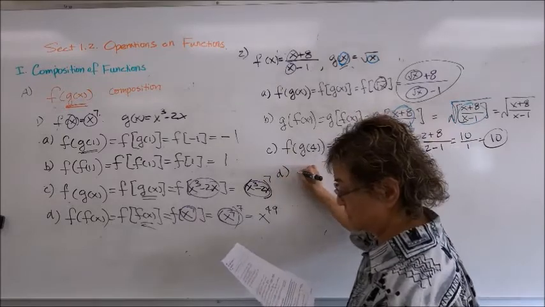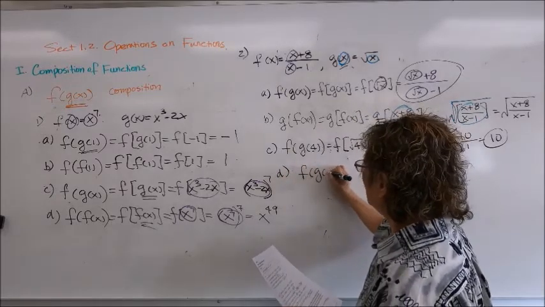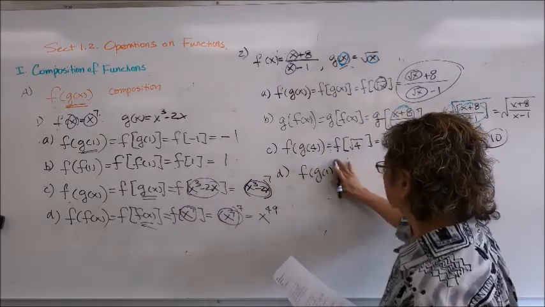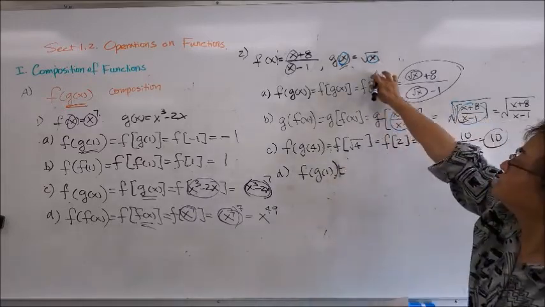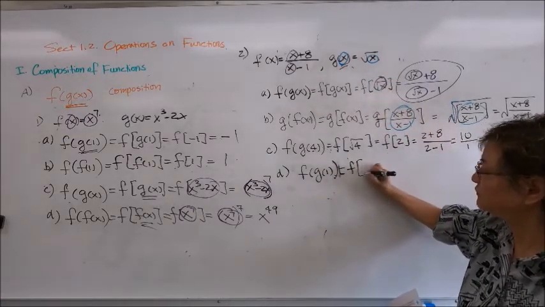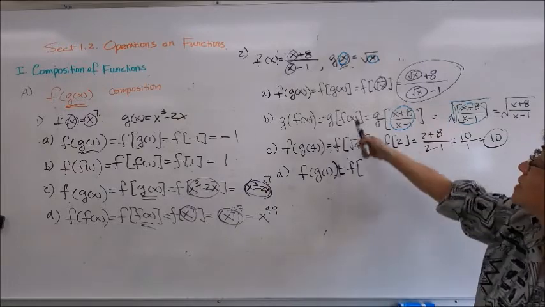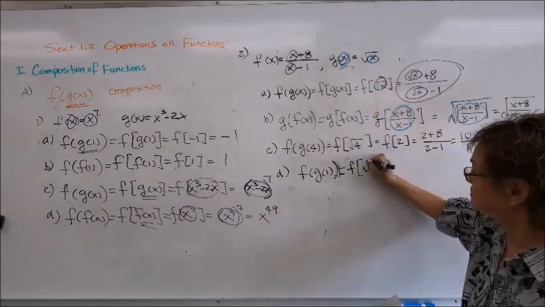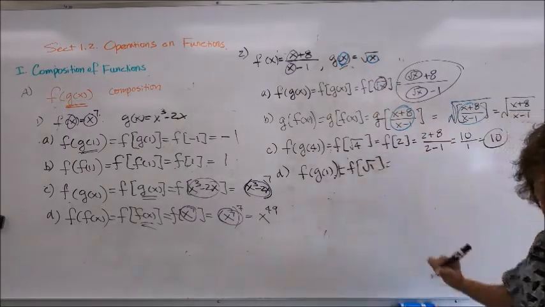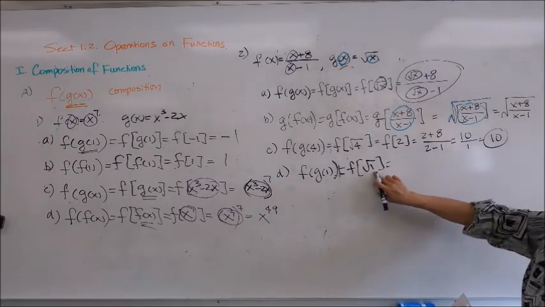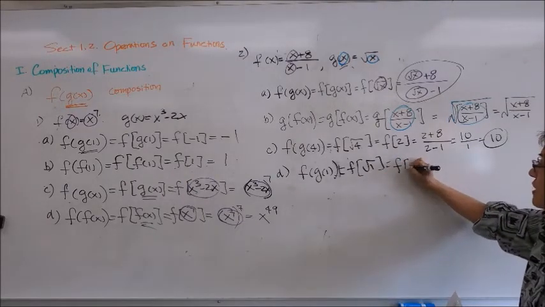So let's take a look. If g of 1, let's take a look of that. So what is g of 1? So you do g of 1 first. So you plug in 1 to the g, means square root of 1. Is that right? So square root of 1 is what? 1. So you have this.